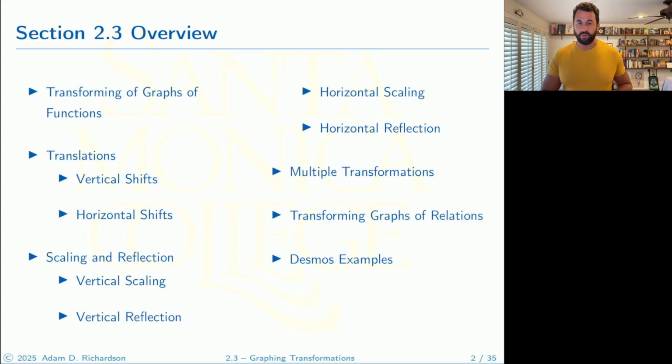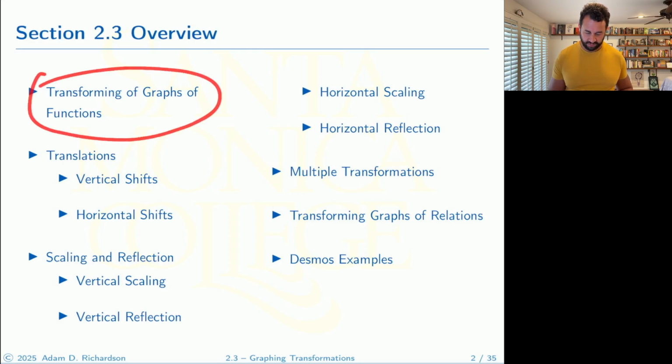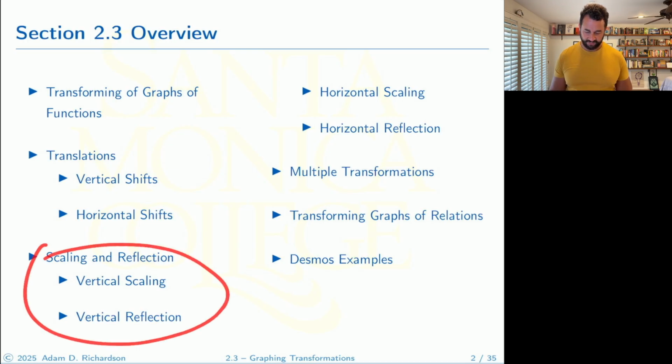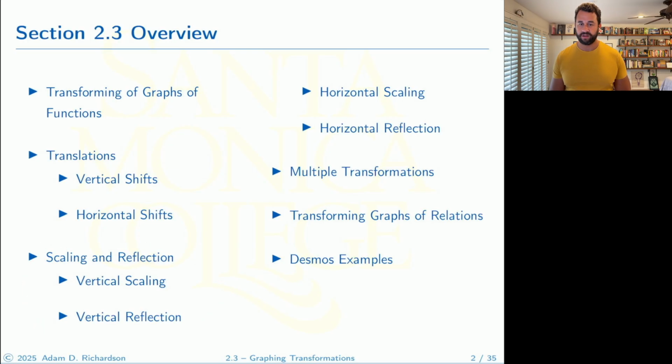All right. So we're going to talk about transforming graphs of functions to begin with. And this is broken down into some categories. So translations, which are vertical and horizontal shifting. So vertical shifting up and down, horizontal shifting left and right. Then we're going to talk about scaling and reflection. We'll split it up into vertical and horizontal again. So vertical scaling is like stretching or compressing. Vertical reflection is like taking something and reflecting it vertically. Horizontal scaling is horizontal stretching or compression, and horizontal reflection is taking something horizontal and reflecting it across like that.